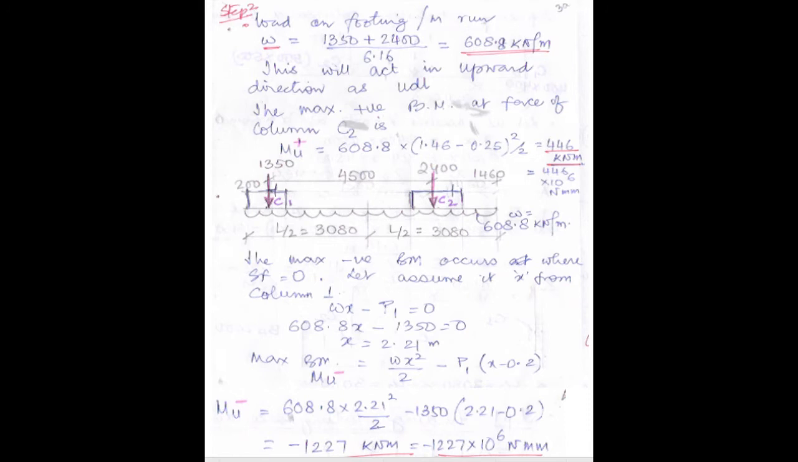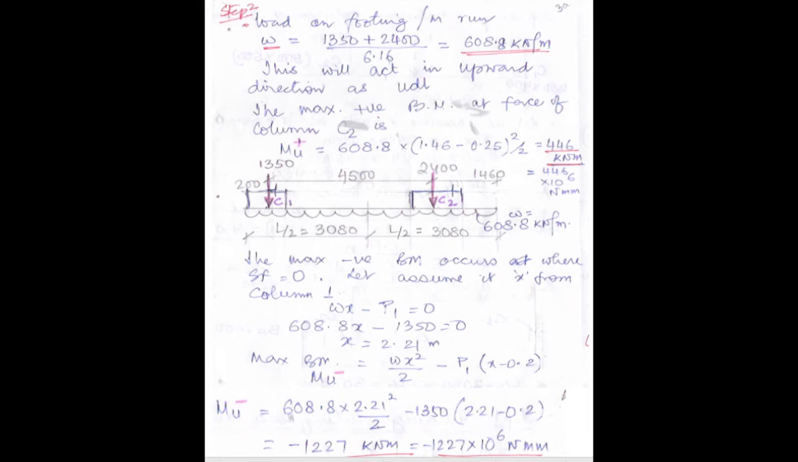Now next we have to find the maximum bending moment at the face of the column C2. At the face of the column C2, there will be the positive bending moment. So how can we find it out? That is W, 608.8 multiplied by (1.46 minus 0.25) whole square by 2. That gives us 446 kilonewton meter. That is 446 into 10 raised to 6 Newton millimeter.